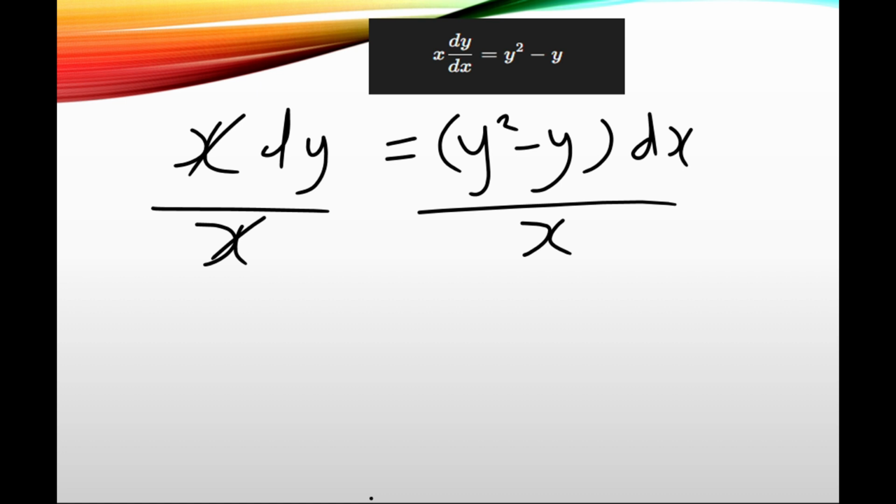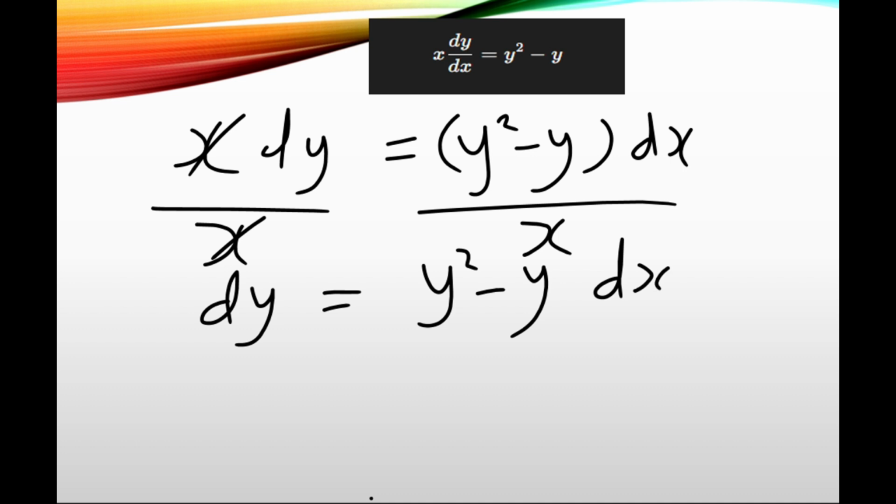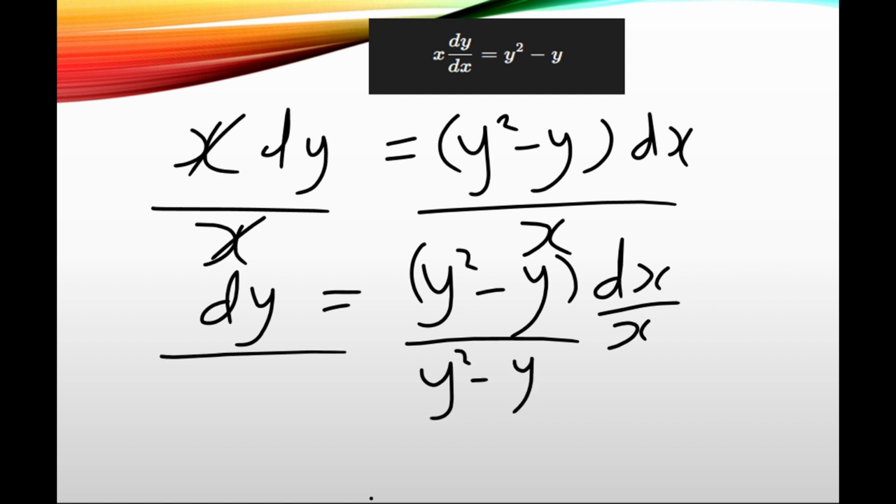So now we can rewrite this as dy is equal to y squared minus y multiplied by dy. Good. So here we divide through again by y squared minus y, because we want dy to be with y and dx also to be with the x, method of separation of variables. Then we cancel out. Yes, so we can rewrite this.